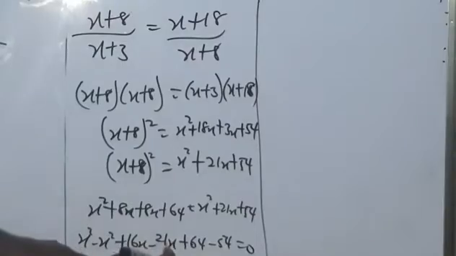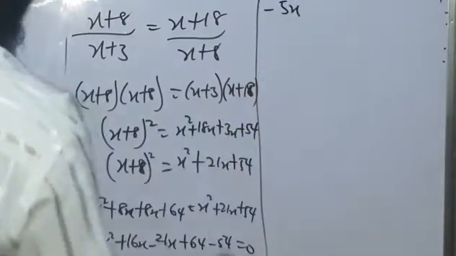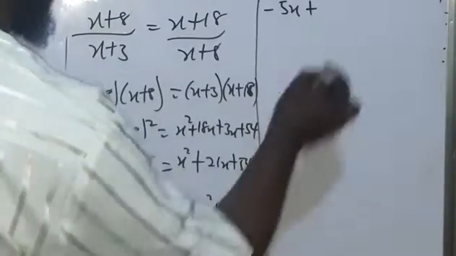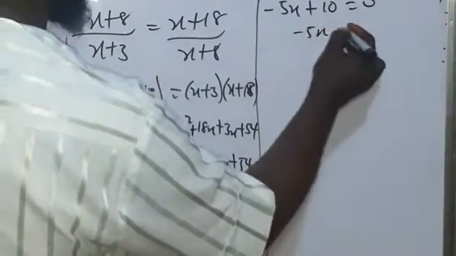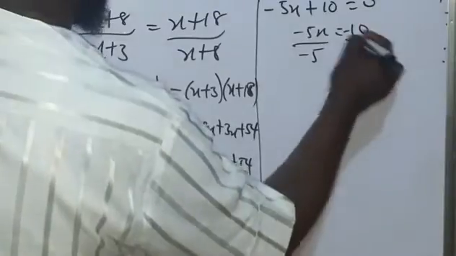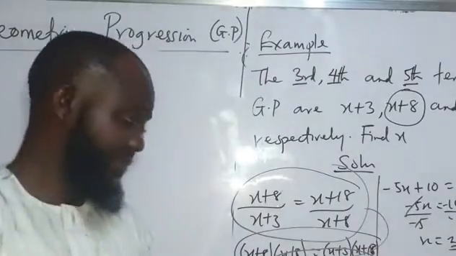Then 16x minus 21x gives us minus 5x, plus 64 minus 54 is 10, equals 0. So minus 5x equals minus 10. Divide both sides by minus 5. Therefore x is equal to 2. I hope this is very clear.